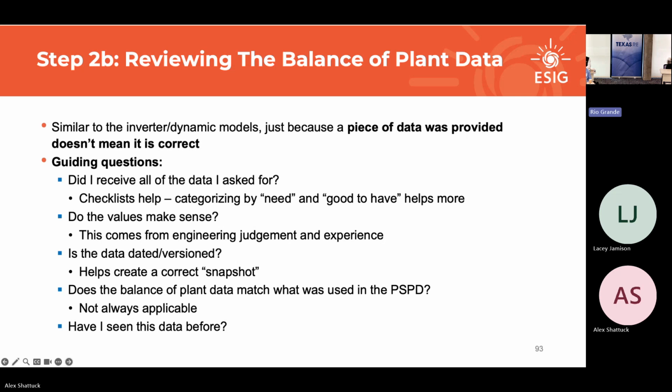The big one is, have you seen the data before? If you're expecting site-specific data and you've seen this exact same data before, it's probably not site-specific, or someone copied and pasted it from somewhere else, or vice versa.